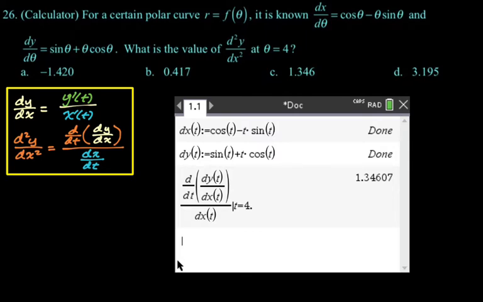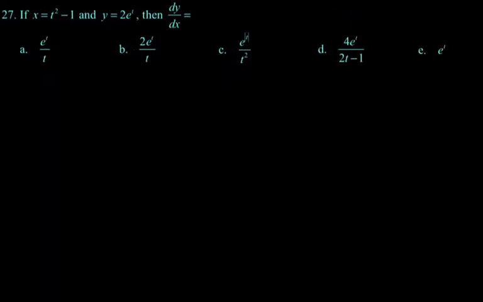So I did the derivative with respect to t of dy/dt over dx/dt, and then divided that by dx/dt, and then I plugged in 4, and it just spits out the answer. So our answer is this. I don't think I would do that differently on any calculator. So let's take a look at the next one.